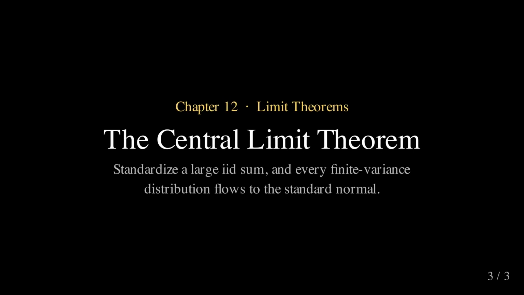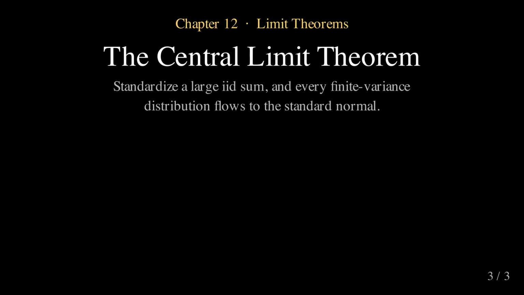Last video, the law of large numbers. Divide a sum of independent, identically distributed variables by n, and the empirical average settles onto the mean. The fluctuations vanish. This video zooms in. Divide by the square root of n instead, and the fluctuations do not vanish. They stabilize into a definite shape.